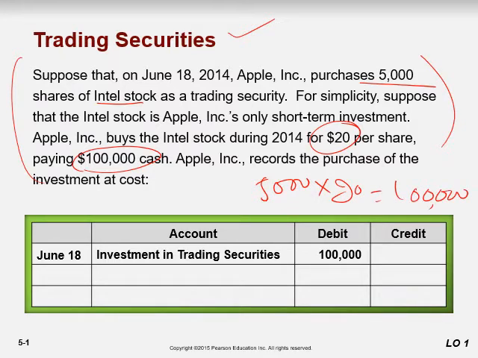So what will be the entry? Entry would be, because trading securities is our current asset, and asset increase is debit, and asset decrease is credit, in which we talk about this is cash. So trading securities to cash, right?